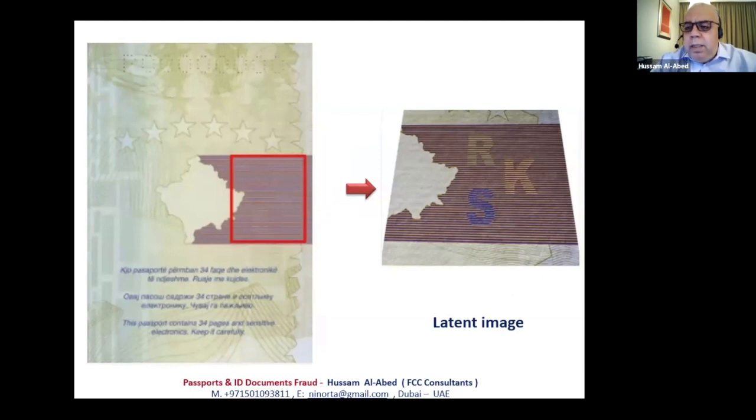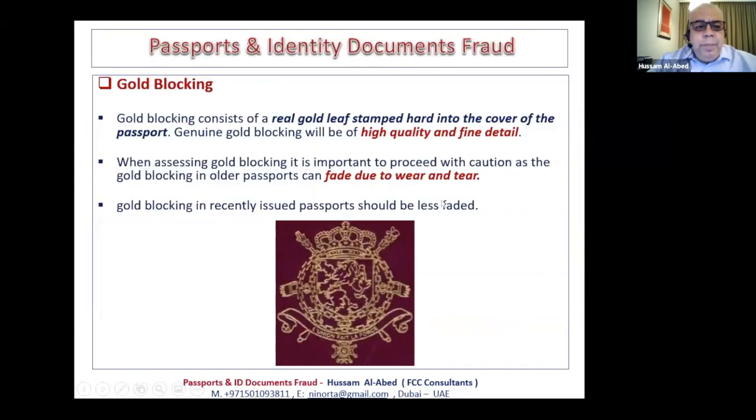How can I find it if I don't know the passport? Very simple. Look at the biodata page and put it at eye level, or start tilting slowly and focus on that area. If there is a latent image, you will be able to see the new image that is showing because you are tilting the passport. Here we can see this area, RKS, shown after also looking and tilting. And also here we can see them in different colors.